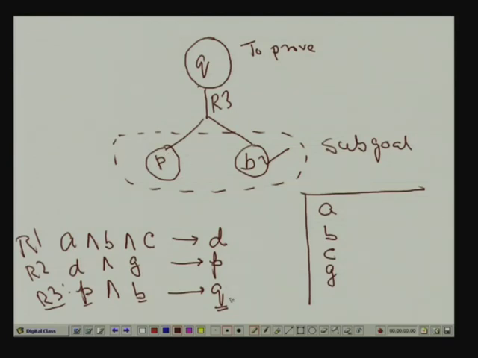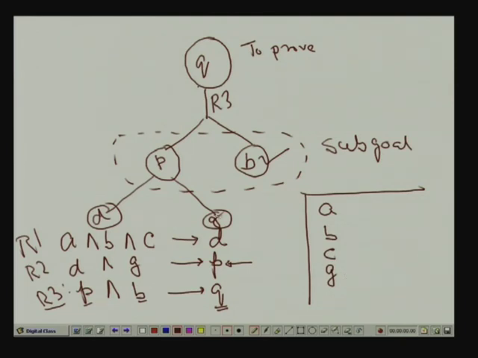Now, in order to prove P, I look at the rule base and find out which rule can help me. I find, well, this is the rule that helps me in proving P. And how can I prove that? If I can prove D and G. So, I create another set of sub goals, D and G, which I have to prove.